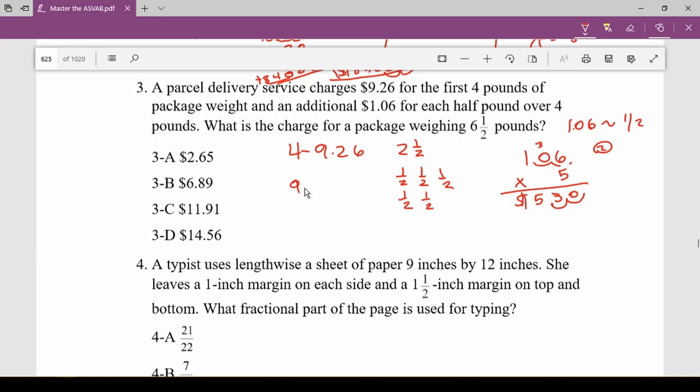So now we do 926 times 530. Not times, plus 530. Sorry about that. To find the total cost to deliver this package.